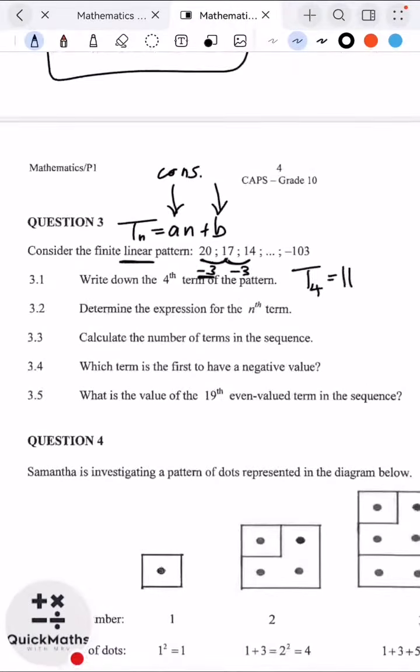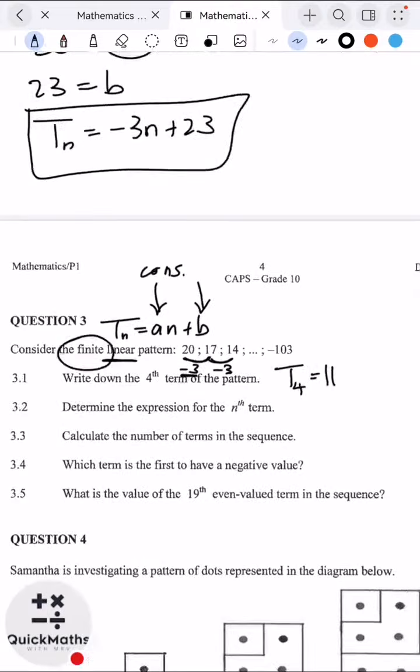Calculate the number of terms in the sequence. Okay, so they say this is finite. What does finite mean? It's the opposite of infinite. Infinite goes on forever. Finite doesn't go on forever. So what they show us here is that there's a last term. The last term is this one.